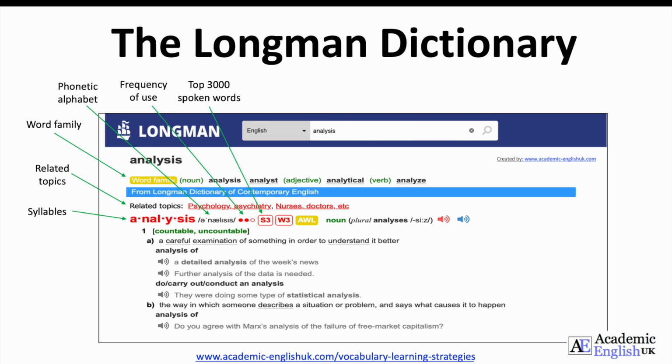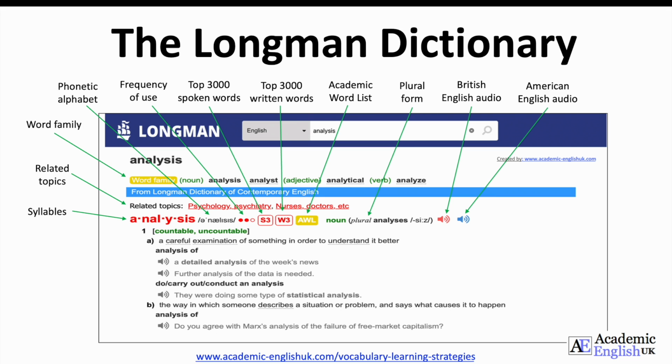S3 means it's in the top 3,000 spoken words, and W3 meaning the top 3,000 written words. AWL is the academic word list, and therefore this word is considered an academic word. Here it provides the plural form, and these 2 symbols are the audio pronunciation in British and in American English.